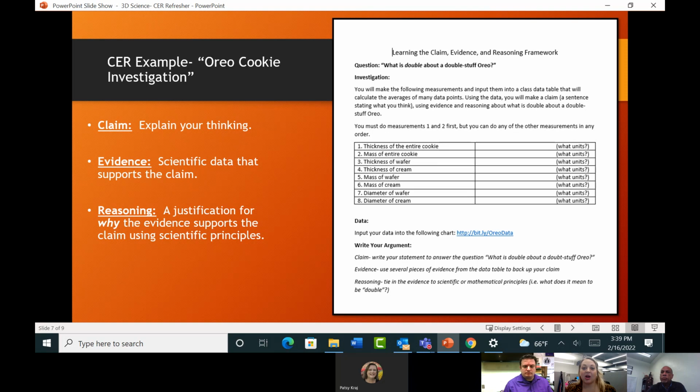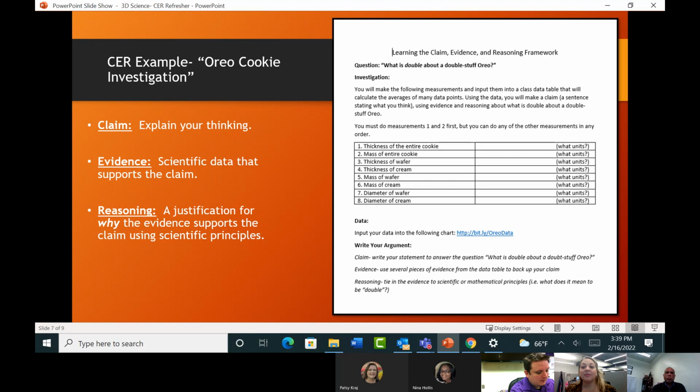So the investigation part, the first thing you're going to do before they do the investigation is have your students make a claim. The second piece of this lab sheet is actually a graphic organizer that students can use. And it actually lays out right here on the front how to write their argument. So they're going to write their statement to answer the question, what is double about a double stuffed Oreo? Then they're going to use several pieces of evidence from the data table to back up their claim. And then they're going to tie in evidence to scientific or mathematical principles. What does it mean to be double? To round out their argument.